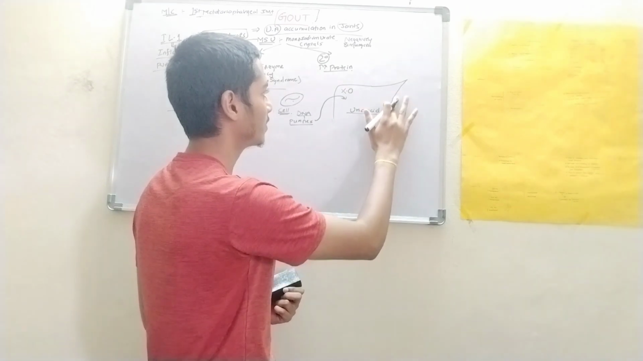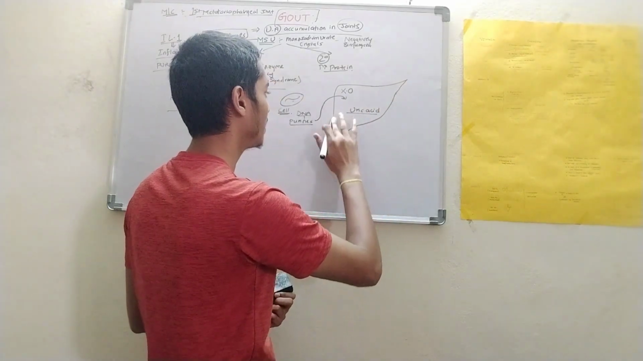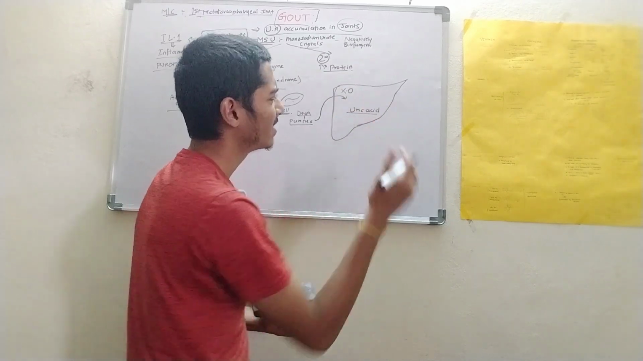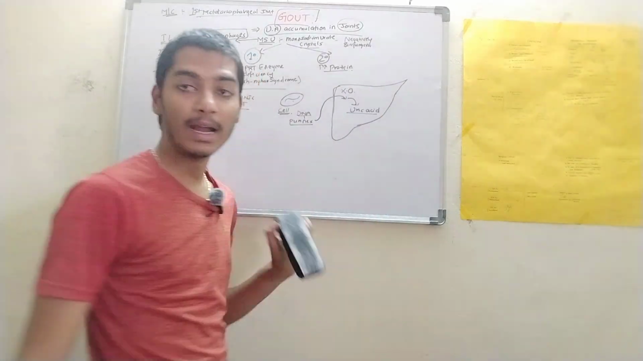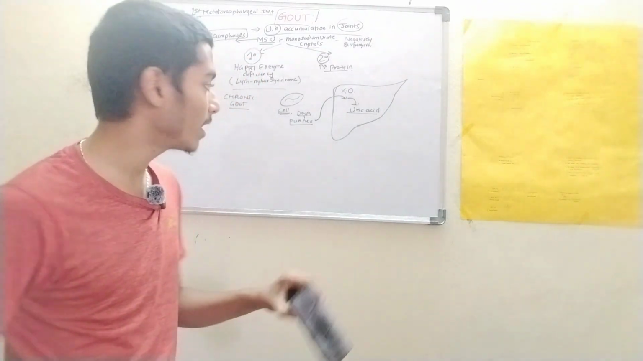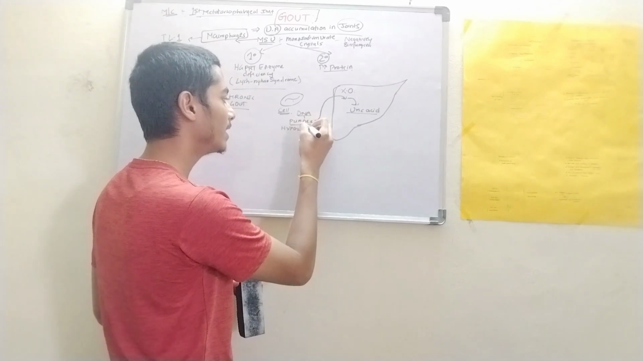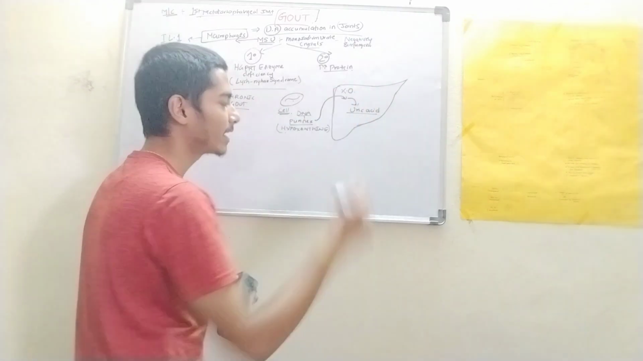Sorry, it's not exactly looking like a liver, but I'll definitely make it look like a liver for you. Just adjust with it. So this xanthine oxidase enzyme present in the liver converts these purines, or more specifically hypoxanthine, into uric acid, right?